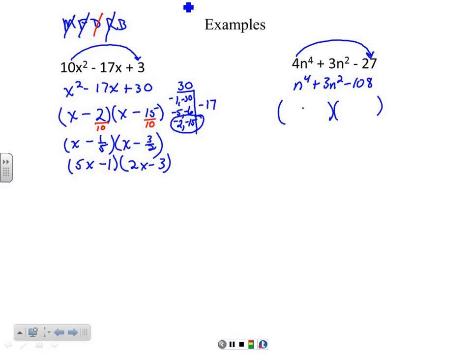The signs are going to be different, and we're going to split that n to the 4th into n squared and n squared. And then we have to think, what can we multiply together to get negative 108, but add together to get 3? So let's start working on that. If we say 108 divided by, I don't know, 3, we get 3 and 36, so you know that's not going to give us 3 at all.